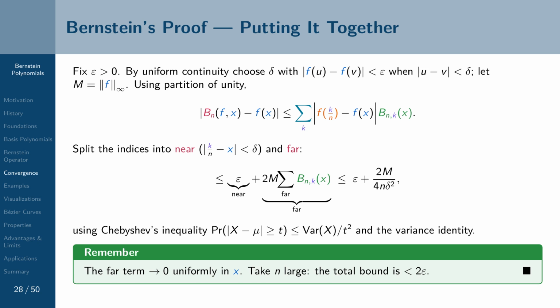For the far part, recall Chebyshev's inequality. The probability that a random variable lands at least t away from its mean is at most the variance, divided by t squared. Applying that with the variance identity bounds the far part by 2m divided by 4n delta squared, which tends to 0 uniformly in x. Take n large, and the total is below 2 epsilon. That completes the proof. Take your time on the near and far split. It is the intellectual core of the argument.